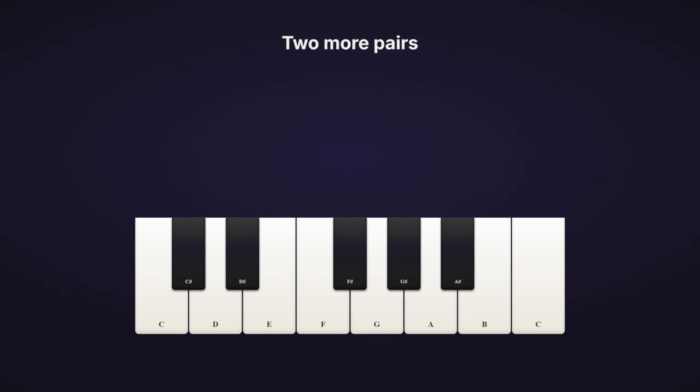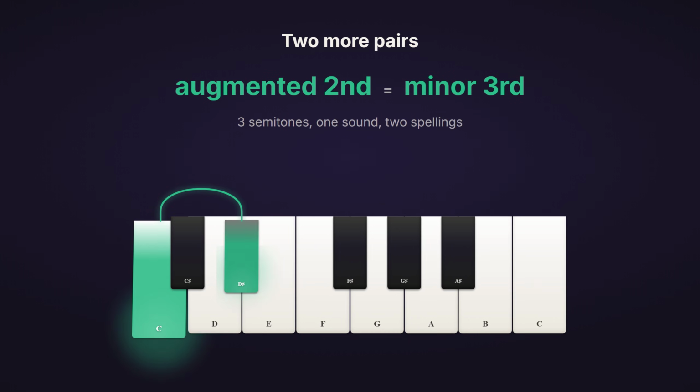The tritone is not the only enharmonic pair, so let me give you two more to recognize, and play each one. 3 semitones up from C lands on exactly the same key whether you choose to call it an augmented second or a minor third. Listen to those 3 semitones. The sound is one fixed thing, the name depends purely on the letters you build it from.